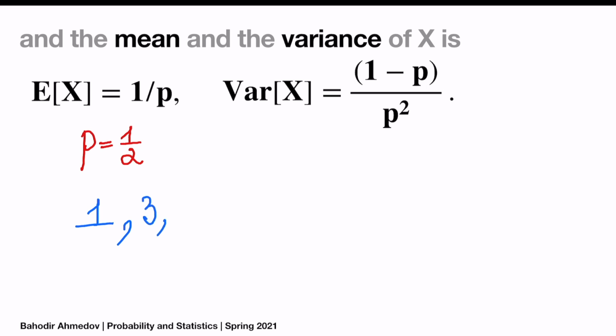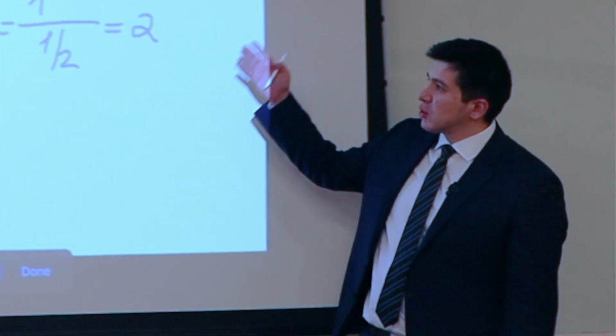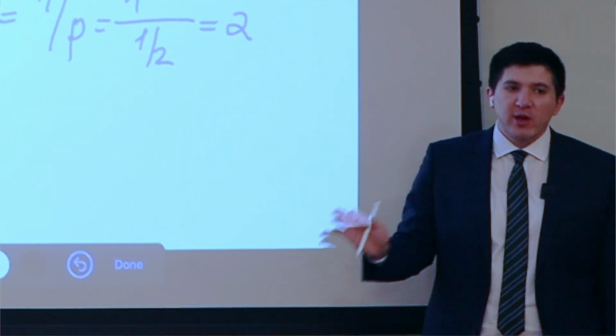Stop the experiment and do this again. So in the third time, when I'm going to do this experiment, let's assume that I've got the first hat in the second trial. Okay, so 2. So the average of these numbers, which is the sum of the 3 divided by 3, is equal to 2, right? Which is nothing else than the expected value. So the expected value of X, in this case, is going to be 1 divided by p, which is 1 divided by 1 over 2, which is equal to 2. Means that on average, you need 2 trials to get the first success.